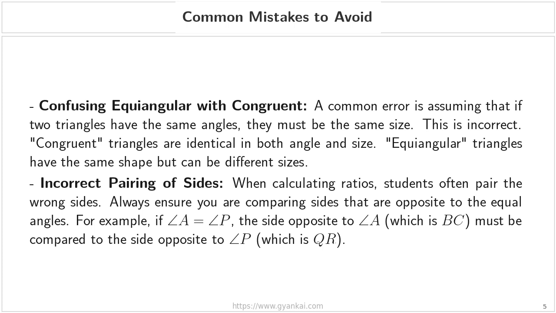For instance, if angle A is equal to angle P, then the side opposite to angle A, which is side BC, must be compared to the side opposite to angle P, which is side QR. If you pair them correctly based on their opposite angles, your calculations will remain accurate.